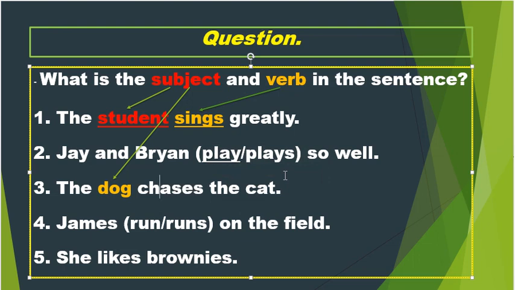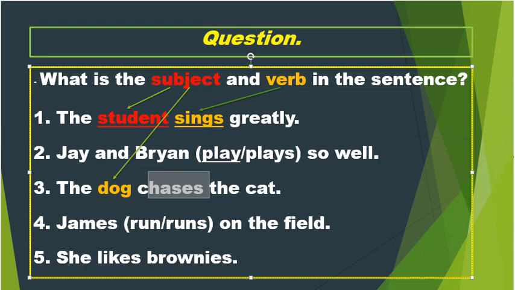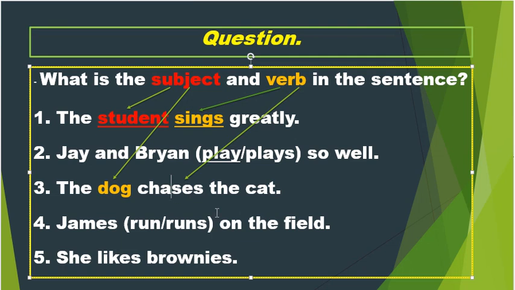Always ask yourself like that. What is the dog doing in this sentence? The dog chases the cat. So the verb in this sentence is chases. Don't forget that one. So the verb is chases, the cat.